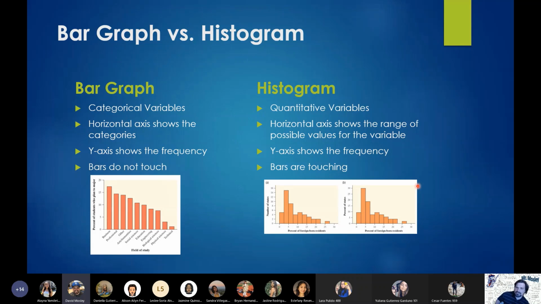Are there any questions about the difference between a bar graph and a histogram? All right. Does anyone need a moment to write down anything on this particular slide?